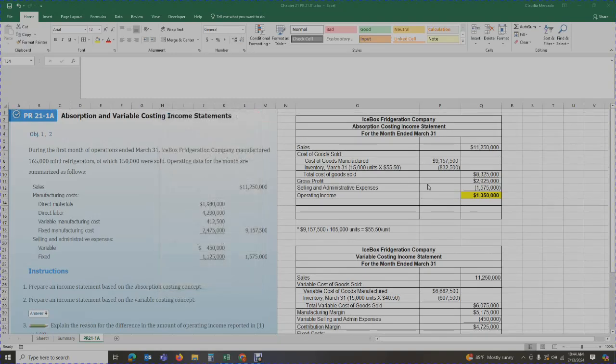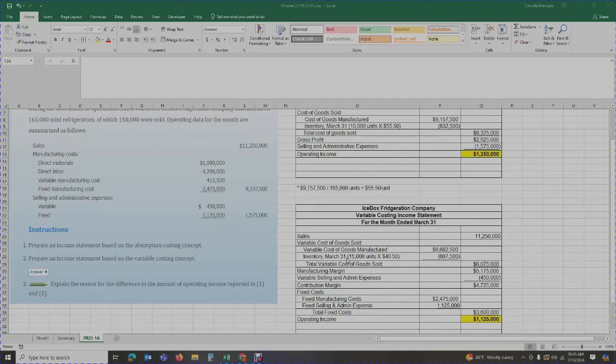Okay. This is due to including $225,000 of fixed manufacturing costs in inventory under the absorption costing. So under the absorption costing, under our cost of goods manufactured, we included the entire $9,157,500, which included our direct materials, direct labor, variable, and fixed manufacturing cost. Under the variable costing method, we only took into account our direct materials, direct labor, and variable manufacturing costs.